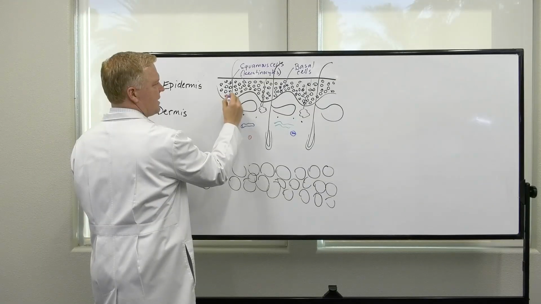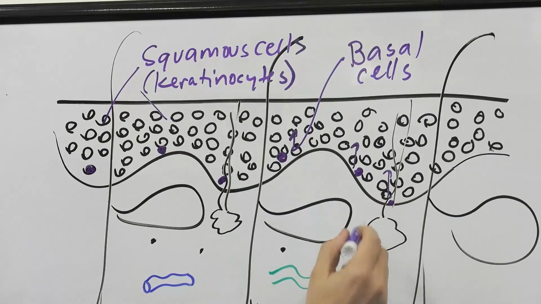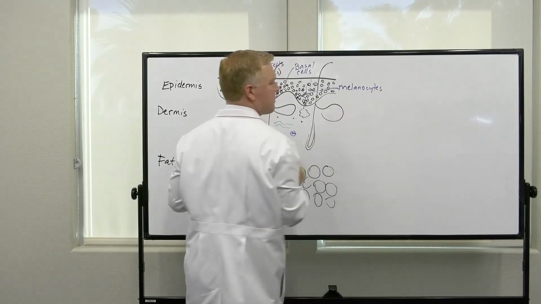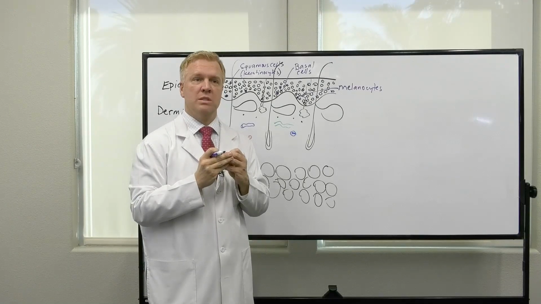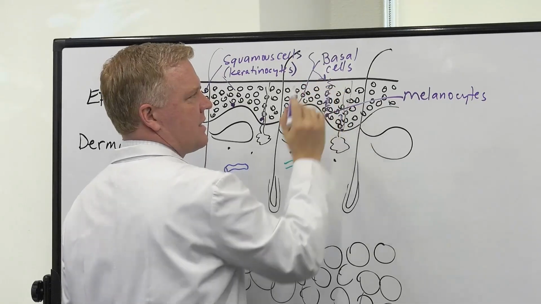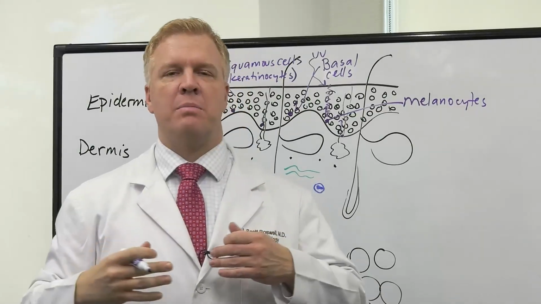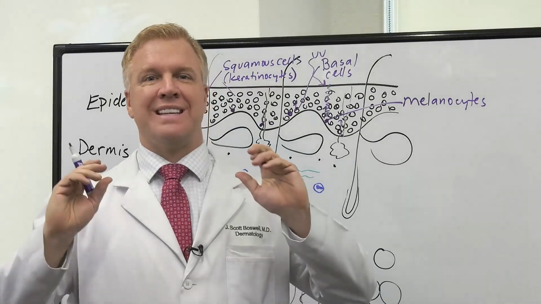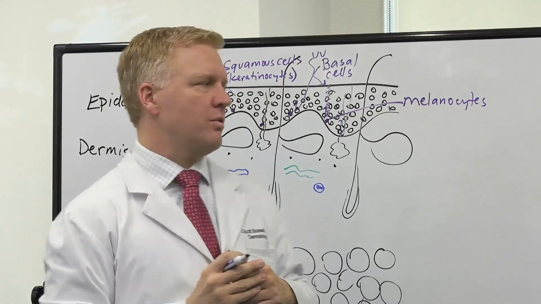Here, every 10 cells or so at the bottom of the epidermis, we have something called melanocytes. Melanocytes are pigment-producing cells that make little packages of pigment called melanosomes, and they send that pigment up to the surface of the skin to protect us against UV radiation. So as a patient's skin is tanning, for example, that's the melanocytes cranking out more melanosomes, sending melanin, the pigment, up to the surface of the skin to protect against UV radiation.